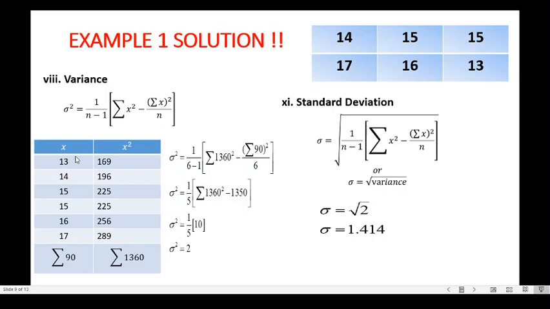Hopefully you understand. I repeat again: for variance, you need to create the table for x and x powered by 2 first. After that, you get the sum of x and the sum of x powered by 2. And then only you put them in the formula here and calculate it. You get the value. Then you calculate the standard deviation. It's quite easy actually. So that's it.